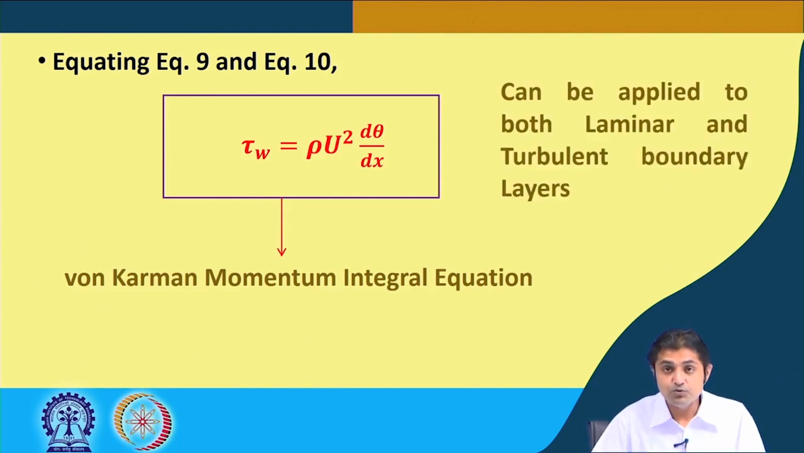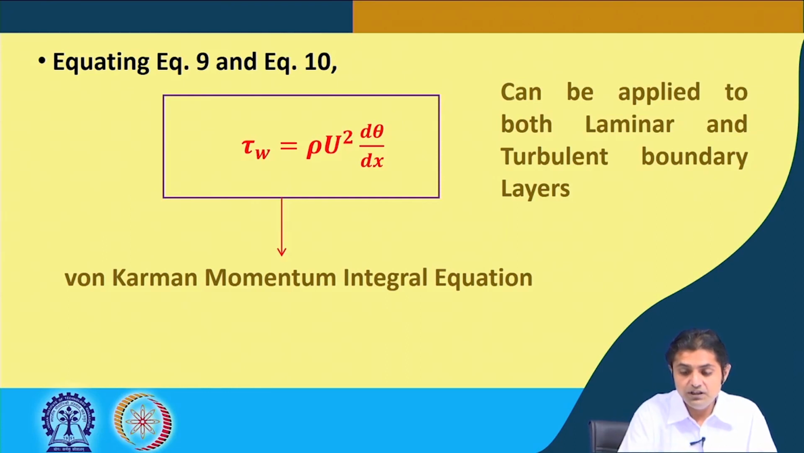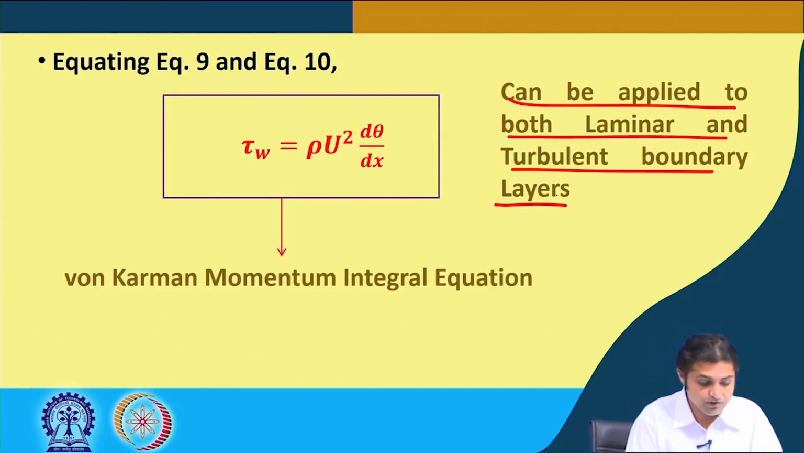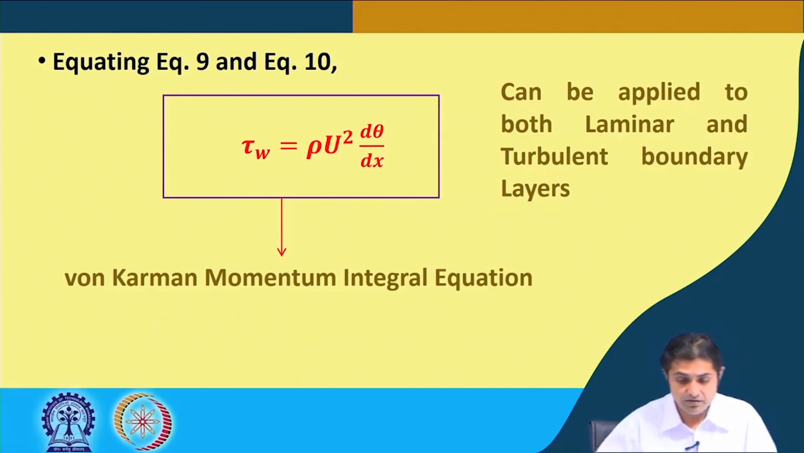And the beauty of this equation is it can be applied to both laminar and turbulent boundary layers. So, this is the general equation, because we have not at any point in time assumed whether the flow is laminar or turbulent. All right.